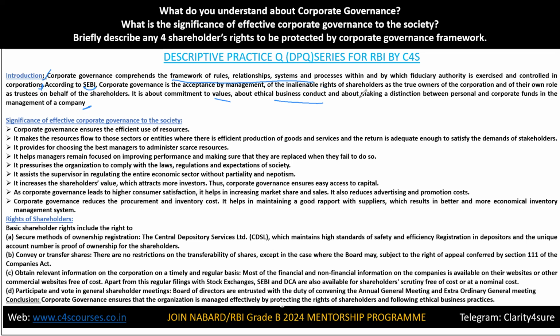Next, we'll see what is the significance of corporate governance to the society. You can say benefits or significance. Corporate governance ensures efficient use of resources. First point is efficient use of resources, and it makes resources flow to those sectors or entities where there is efficient production of goods and services, and the return is adequate enough to satisfy the demands of stakeholders. Next, it provides for choosing the best managers to administer scarce resources.